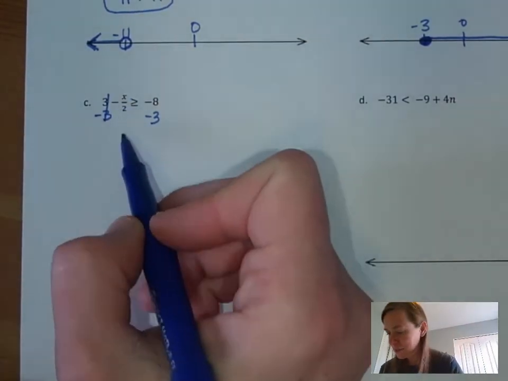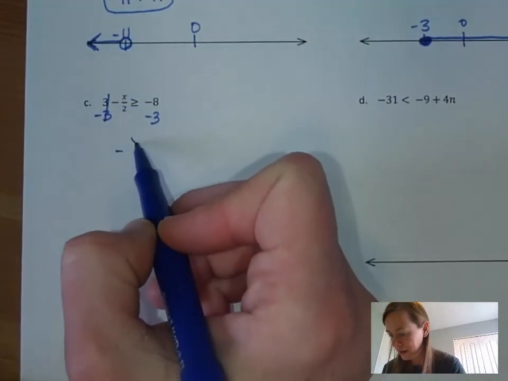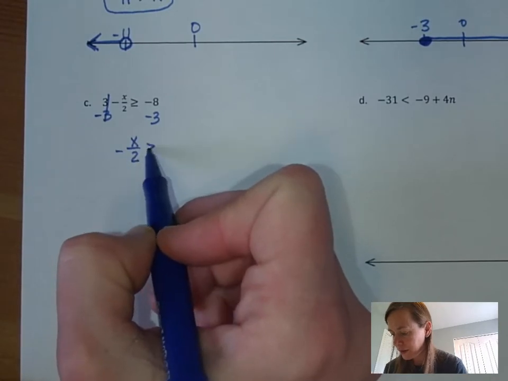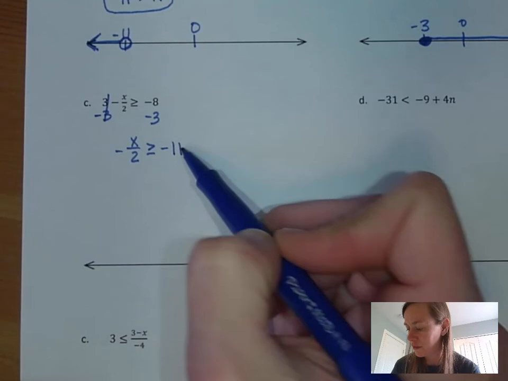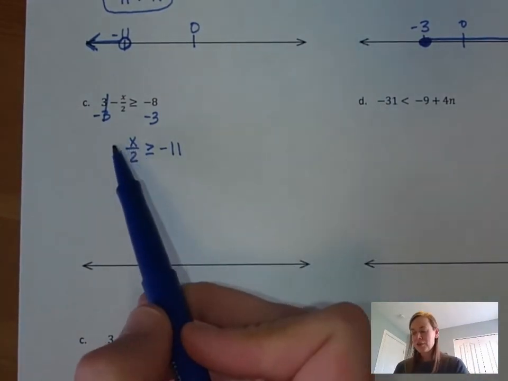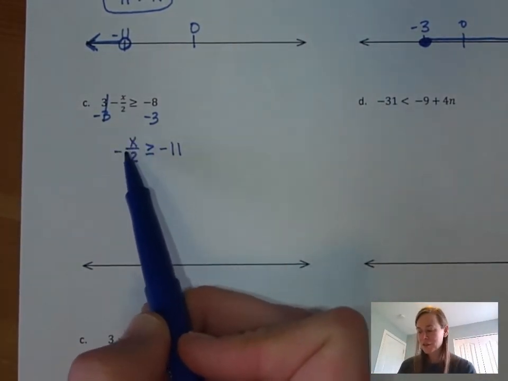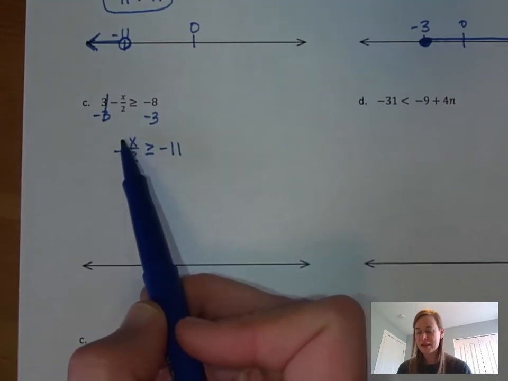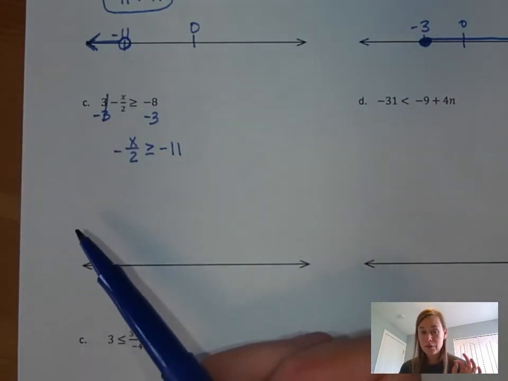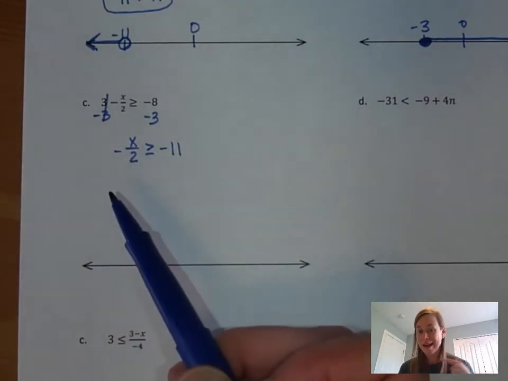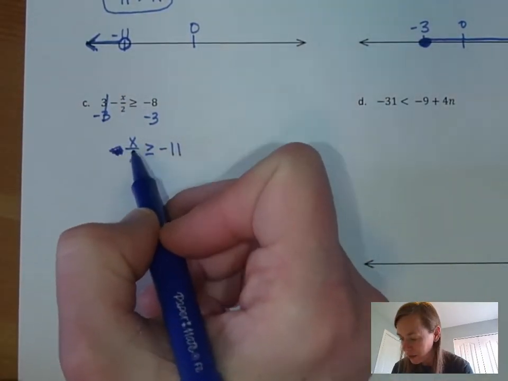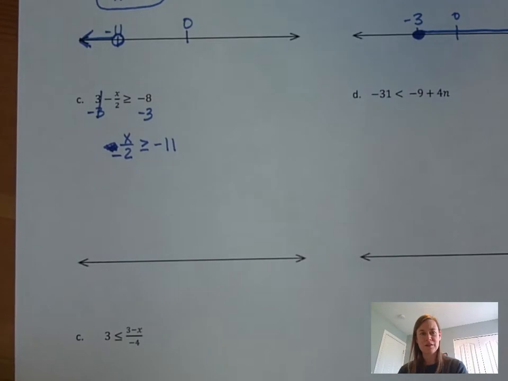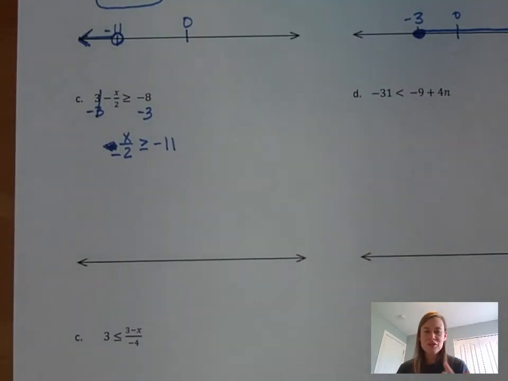Okay, let's bring everything down. Now we're going to have negative x over 2 is greater than or equal to, let's see, negative 8 minus 3 is going to give us negative 11. All right, so now when you have negative x over 2, you could think of it as a negative x, or you could think of it as a negative 2. I'm going to think of it as a negative 2 because it's going to help me solve the equation. So I'm going to scribble this out, and I'm going to put the negative right there in front of the 2. You don't have to scribble it out, just only if it helps you visualize what's going on.